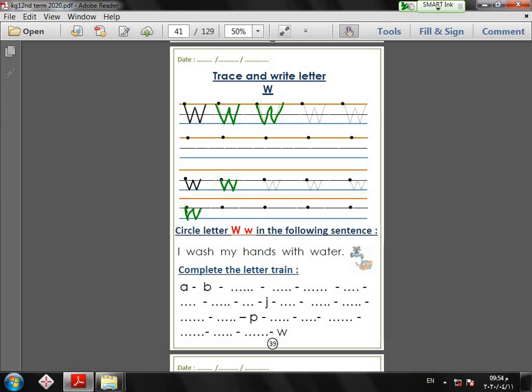Next exercise, circle letter W in the following sentence. I wash my hands with water. I wash my hands with water. Super. Wash start with letter W. My hands W with water.